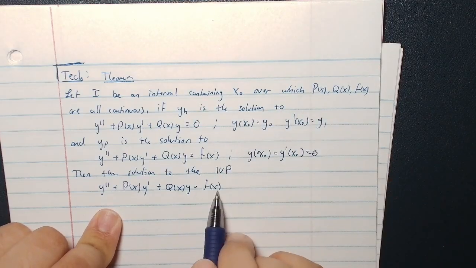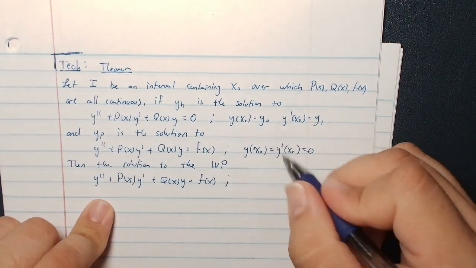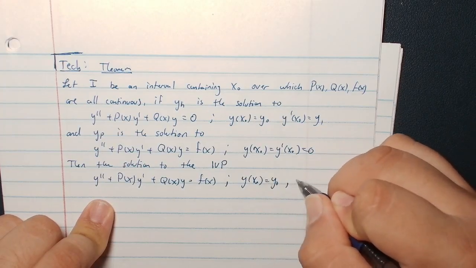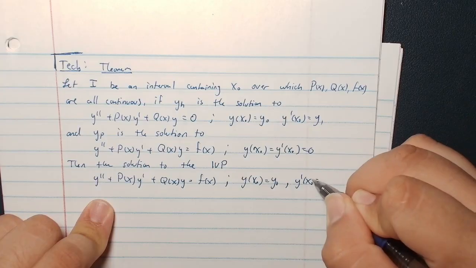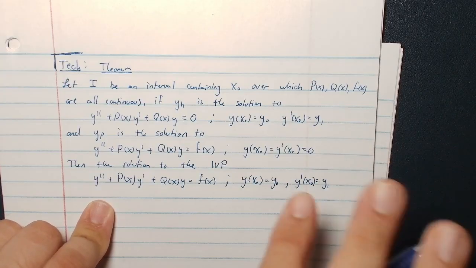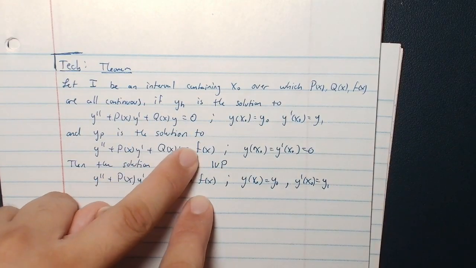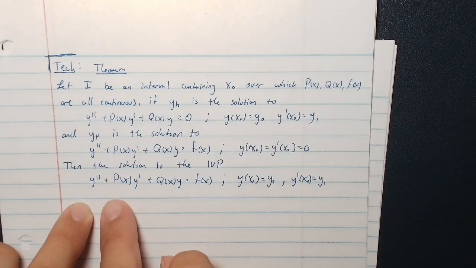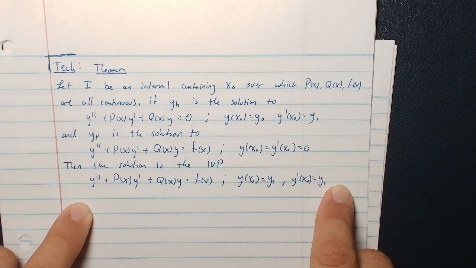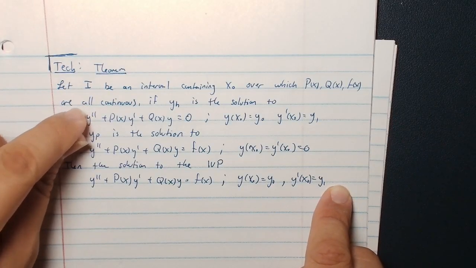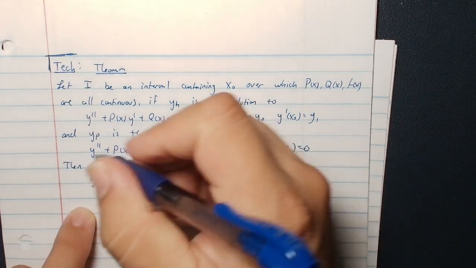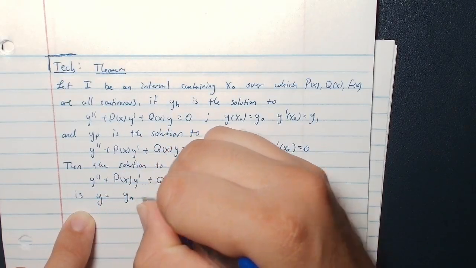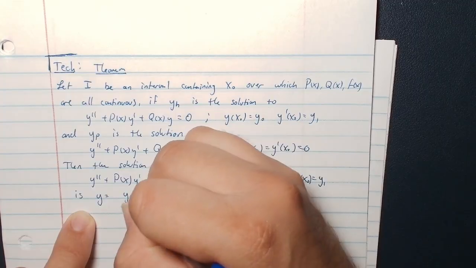So now it could be complicated in the input function, subject to y at x naught equals y naught, and y prime at x naught equals y1. Now it can be complicated in the input function like this one, and it can be complicated in the initial conditions like this one. The solution to the one that has all those complications is just the sum of the solutions from the individual components above. That is to say, y is equal to y sub h plus y sub p.